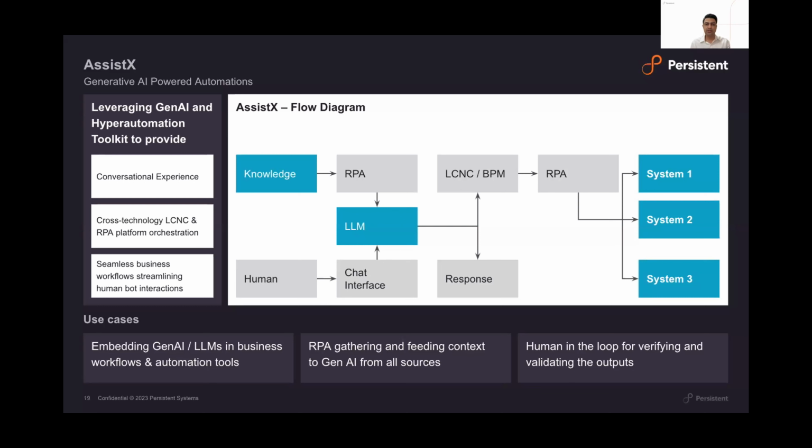So the possibilities really are endless, and we're currently bolstering AssistX in order to build highly verticalized use cases on top of this platform, such as revenue cycle management within the healthcare space, KYC within banking, and so on. So Gen AI-powered automation is clearly the way forward, and it would help amplify the business outcomes by not only providing faster ROI, but also by supercharging the customer experience and employee experience.